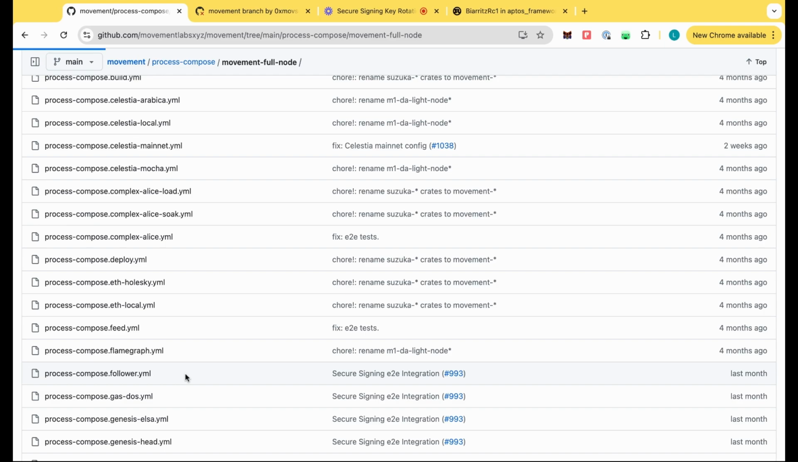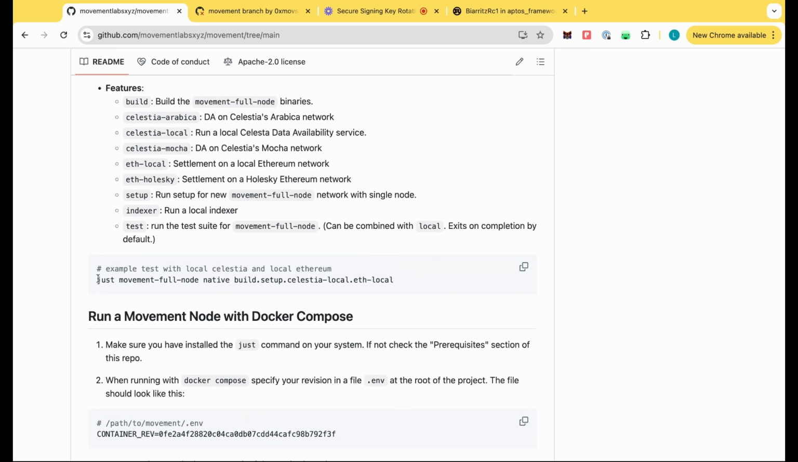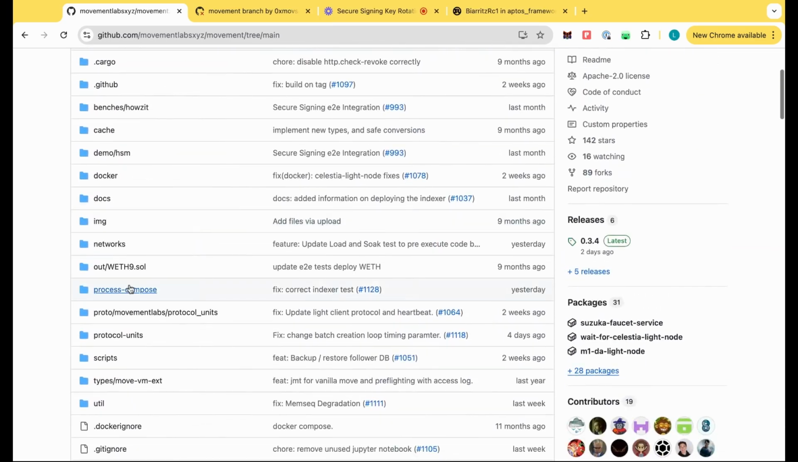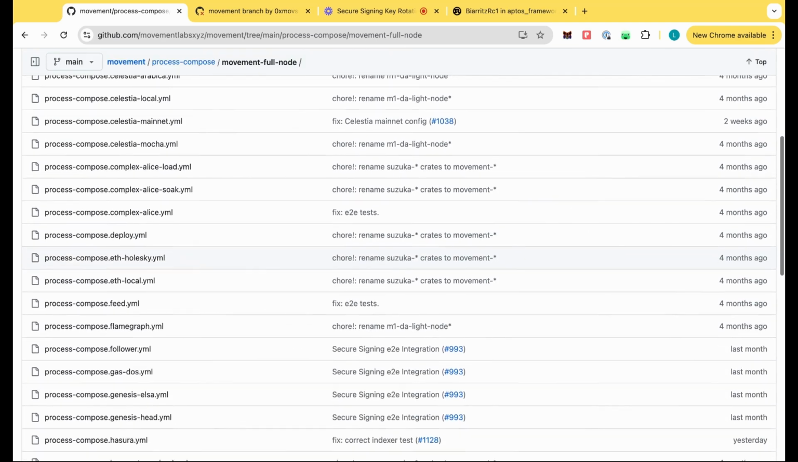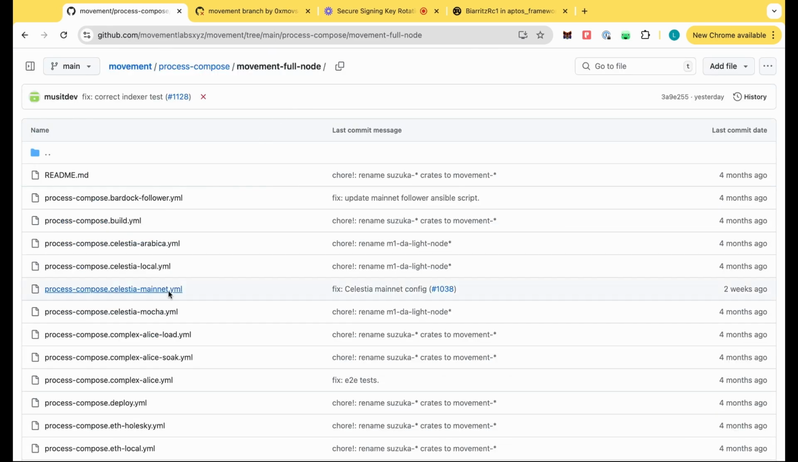So let me go back up to the top to show you an example. So for example, this is running with ETH local. So it's just movement full node native, which refers to process compose, build, setup, Celestia local, ETH local. So I'm running with Celestia local and ETH local. Okay. So you could go into process compose, and then let's say I want to figure out what ETH local is doing. ETH local is this one. Okay, so it's basically just setting up a few things to configure something else to run as ETH local in the environment. Cool. All right, so that's the basic idea.